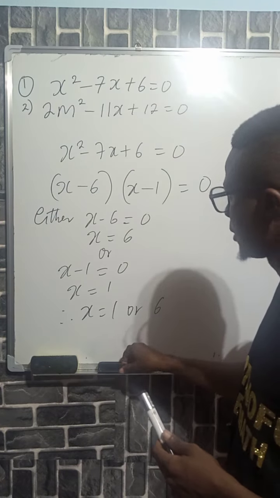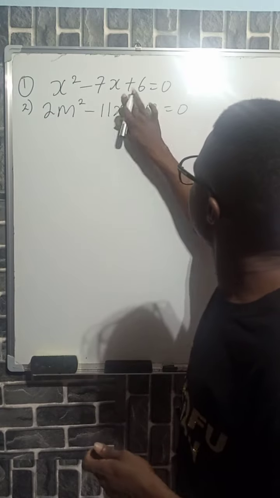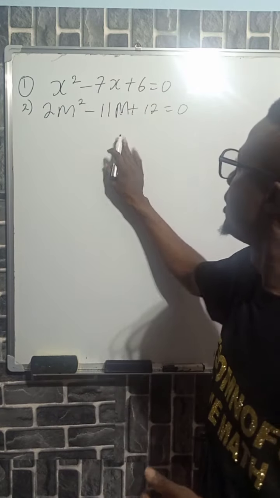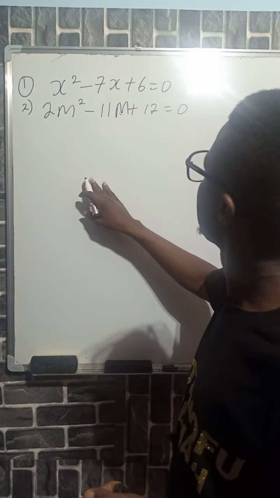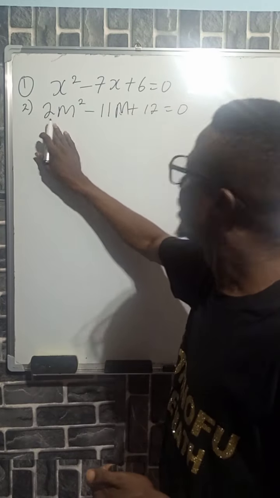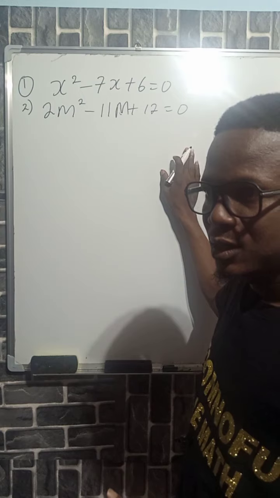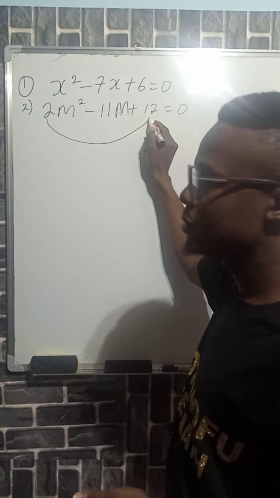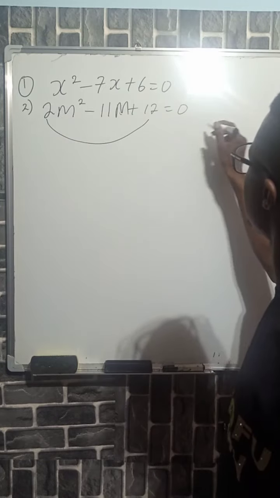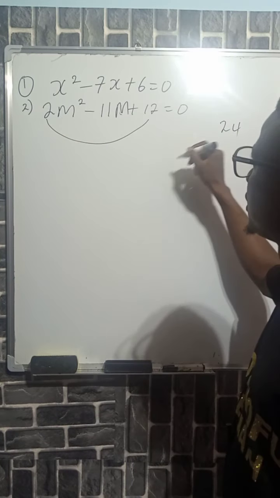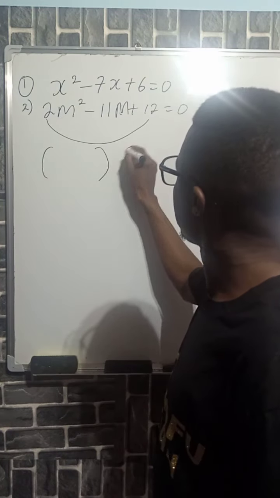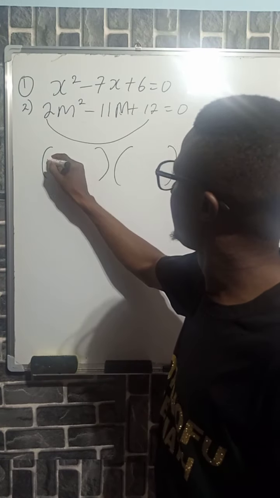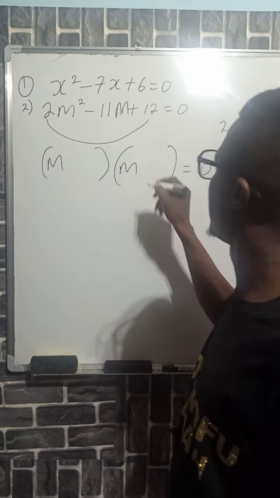Now for the second one, there is an error here. This is supposed to be m, because the letters should be the same. Now this is a different case because you are seeing a number 2 at the leading coefficient. Now when this is the case, use this 2 to multiply the constant of 12, and 2 times 12 will give us 24. Then form two brackets as usual, equal to 0. This is built in m, so you write m and m.